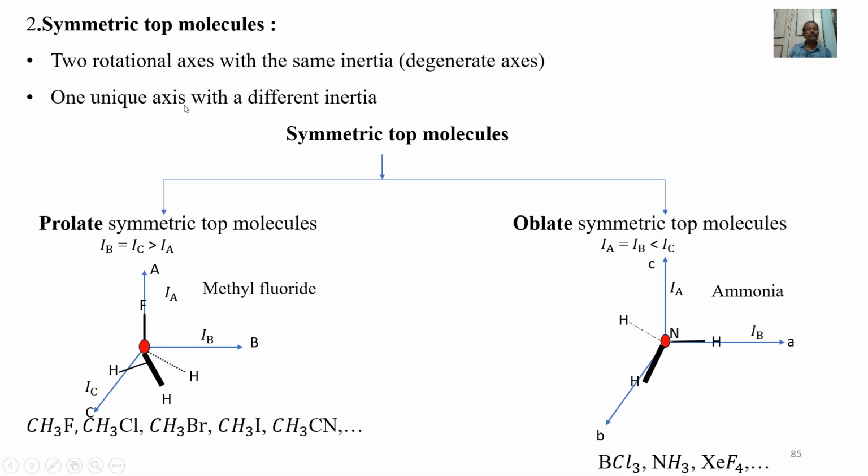The examples are given as CH3F, CH3Cl, methyl chloride, methyl bromide, CH3I, CH3CN. The examples of oblate symmetric top molecules are given as BCl3, ammonia, XCF4. And this is your center of mass. The red color marks the center of mass. Here too is the center of mass.